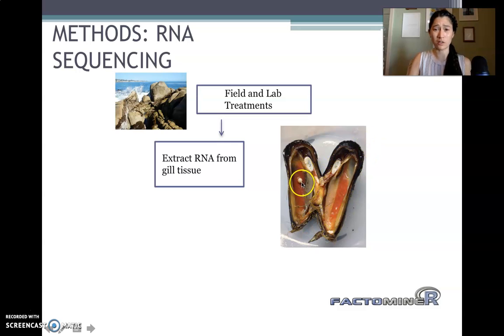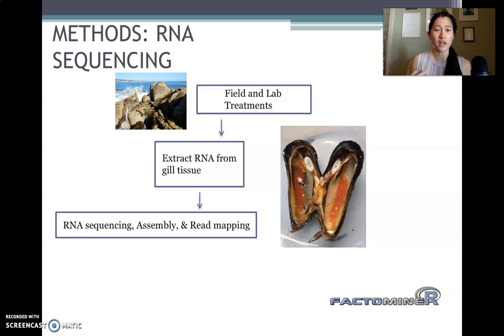I took a picture because this is actually a pearl that I found in a mussel. I've dissected lots of mussels. This is the only one I've ever found. So once I extracted RNA from the gill tissue, we did RNA sequencing, and at that point I basically left that lab. I finished my postdoc and started this job here at Sac State.